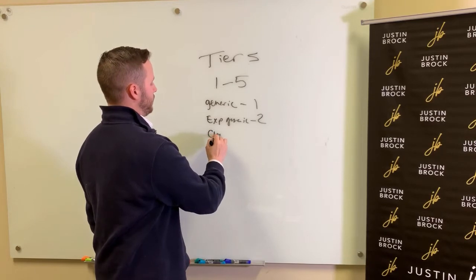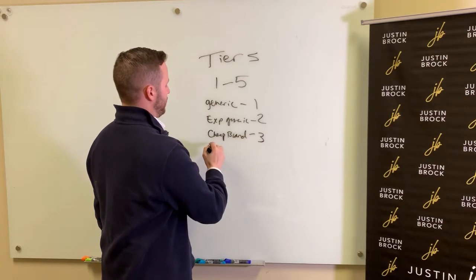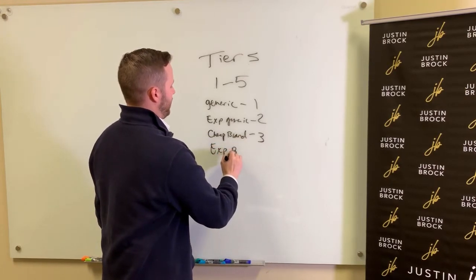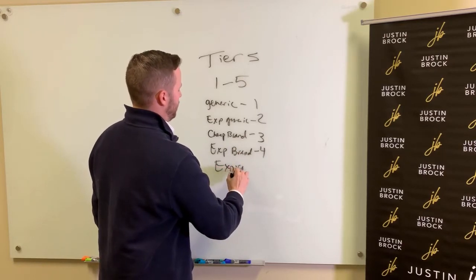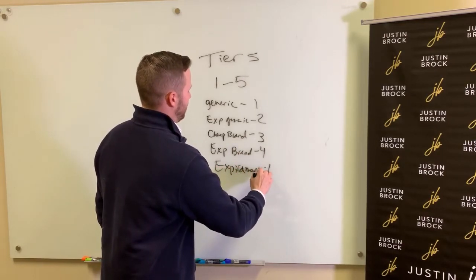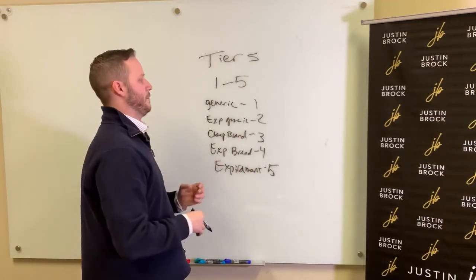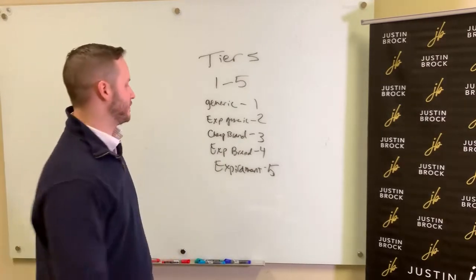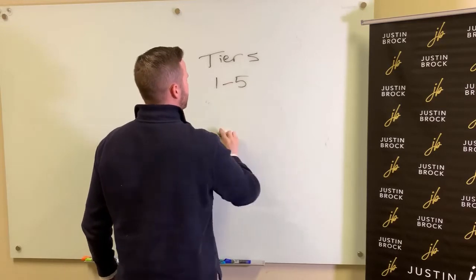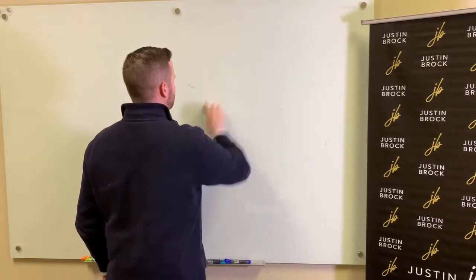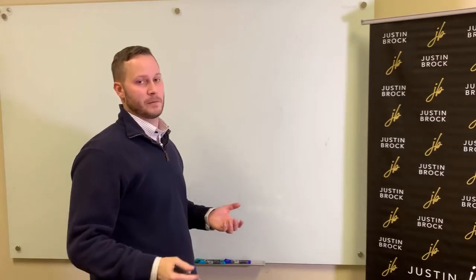Your cheaper brand names will fall into tier 3. Your more expensive brand names will fall into 4, and experimental will be tier 5. And again, that's a generalization that can be kind of a moving target, but that's how the tiers would typically work. Now, another term that you're going to hear on a drug plan is you might have a deductible. Sometimes a plan with a deductible is better for you than a plan without it.